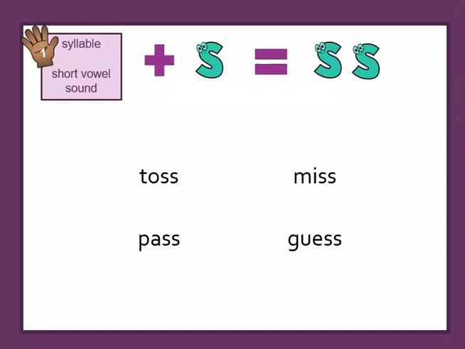Let's look at our letter S. Let's tap out the word. Toss. Now we're going to clap it out to see if it's one syllable. Toss. I hear the short O. It's followed by an S, and that means I need to double it. Try the rule with the next three words.